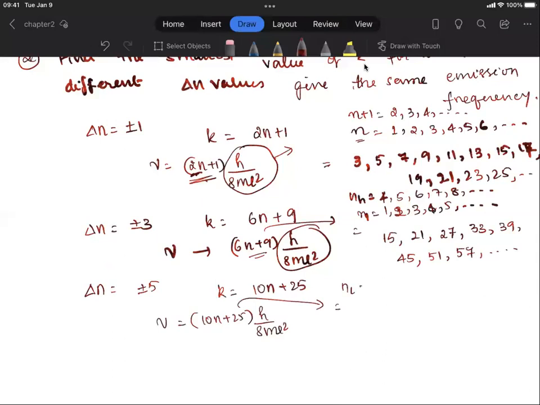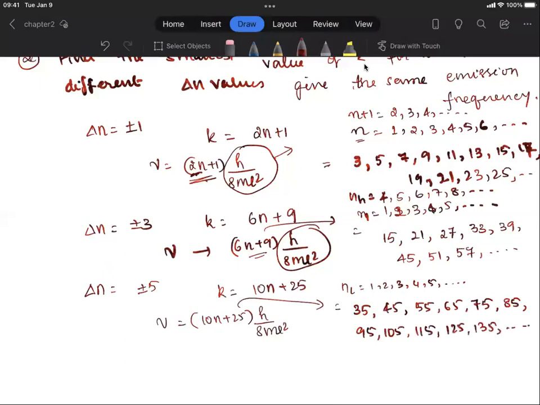Now, when delta n equals plus or minus 5, given that the lower value can start from 1, we can have this be 25 plus 10, 35, 45, 55, 65, 75, 85, and so on.